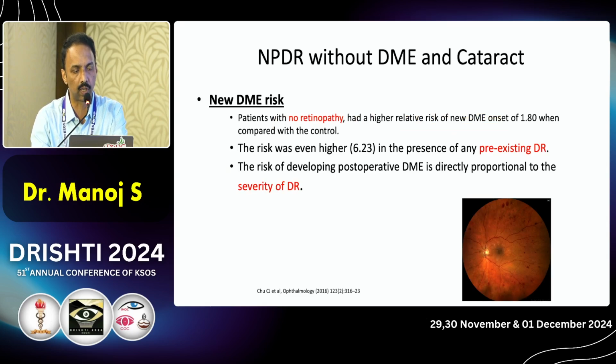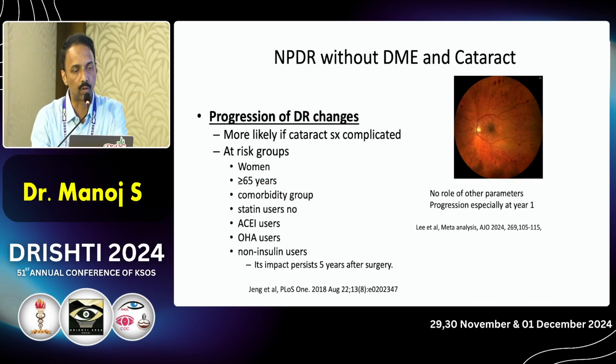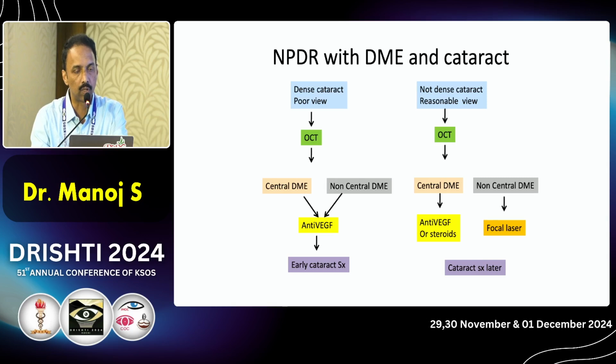Because the studies have shown that even with no retinopathy, the risk of developing diabetic macular edema post-operatively is high, and this risk increases in the presence of any pre-existing retinopathy, and it is also directly proportional to the severity of the diabetic retinopathy. Now, with regard to progression of diabetic retinopathy also, in these eyes there is a possibility, especially if the surgery is complicated. So if you have a complicated cataract surgery, you could end up with some progression. There are certain high-risk groups that are identified, and studies have shown that its impact may persist even 5 years after surgery.